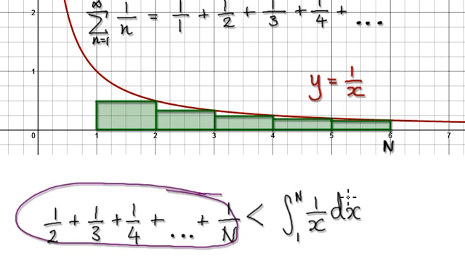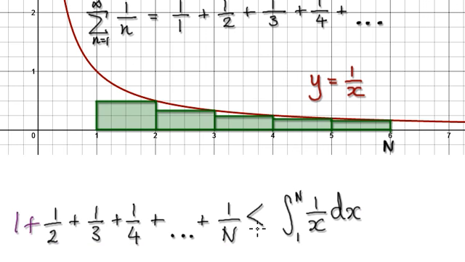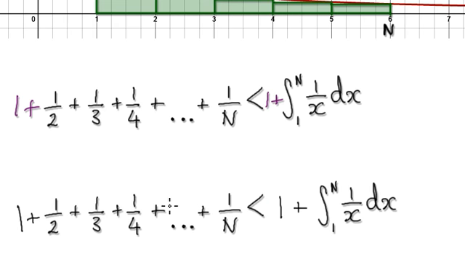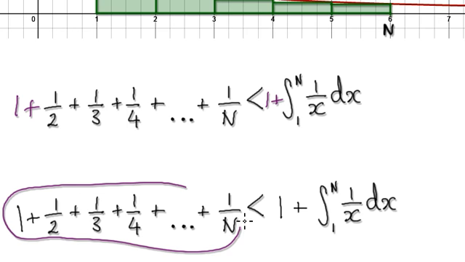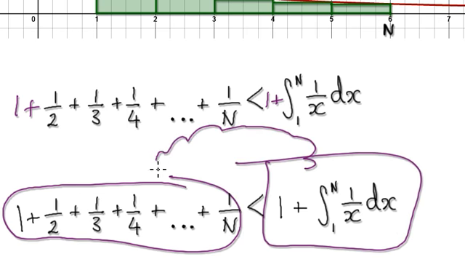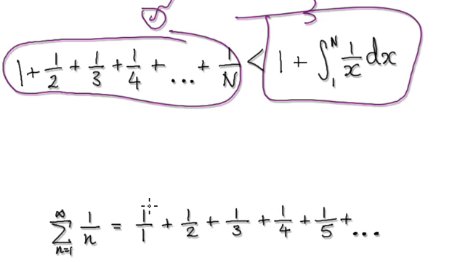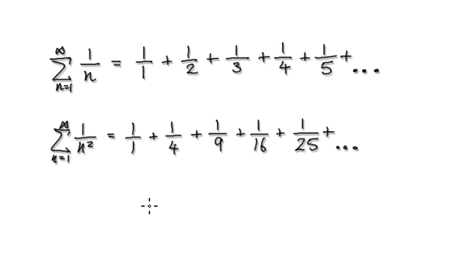So here you've got this thing being less than this thing. From here we would add an equal amount to each side. Let's add 1 to each side here. So now we've got our whole series, but then we would make use of this to try and understand something about our whole series. So that's a summary.